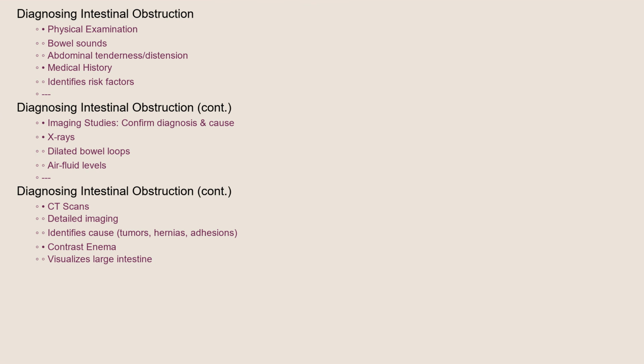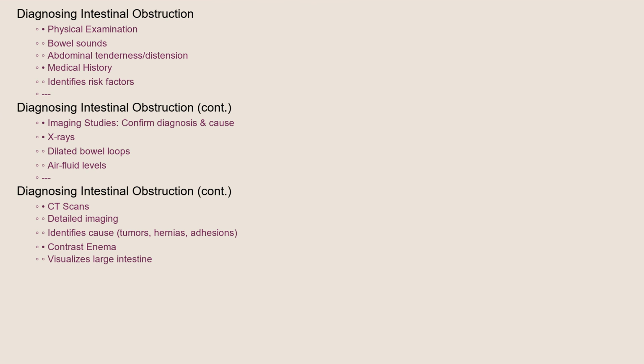Diagnosing intestinal obstruction involves a combination of physical examination, medical history, and imaging studies. During a physical exam, the doctor will listen for bowel sounds and check for abdominal tenderness and distension. A detailed medical history helps identify potential risk factors, such as previous surgeries or underlying medical conditions. Imaging studies are crucial for confirming the diagnosis and determining the location and cause of the obstruction.